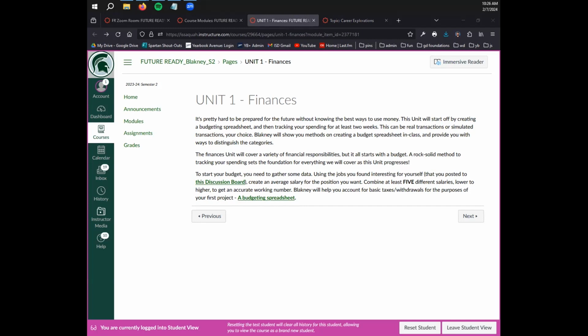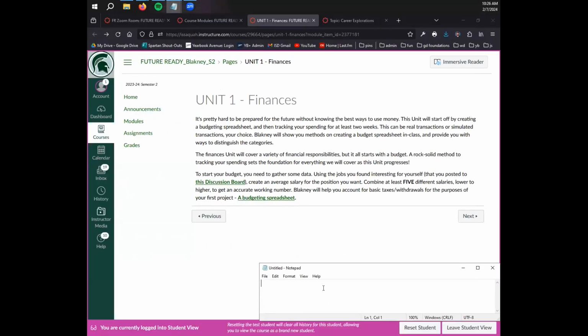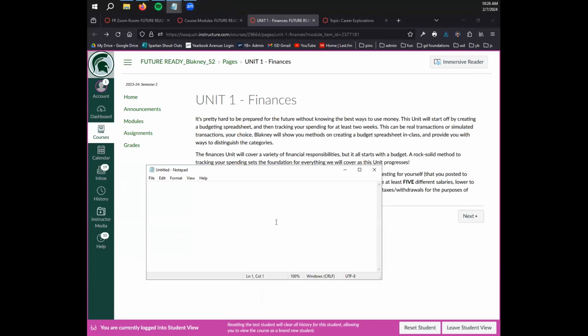So let me write down some of the steps here that we're going to be going over. Okay, so your first step for today is to take a career you're interested in and find the average salary. You can look for this in places like Indeed.com or other job posting sites. You can just see what Google has to offer you.